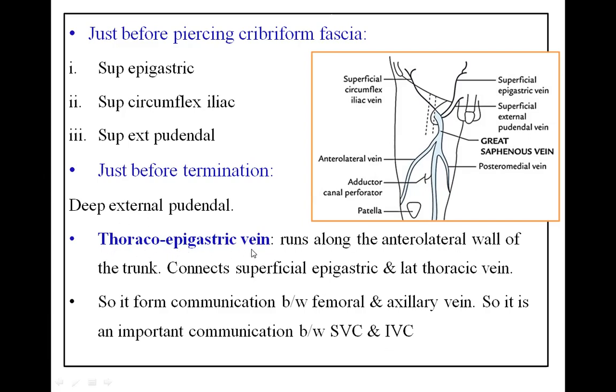So the thoracoepigastric vein runs along the anterolateral wall of the trunk. It connects the superficial epigastric vein, which means ultimately it is connected with the great saphenous vein, and the lateral thoracic vein. So it forms a communication between the femoral and the axillary vein. So it is an important communication between the superior vena cava and the inferior vena cava.